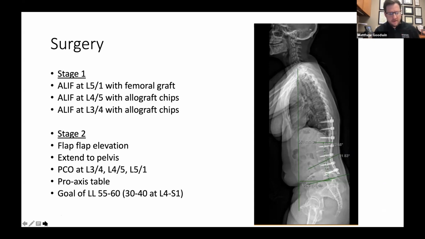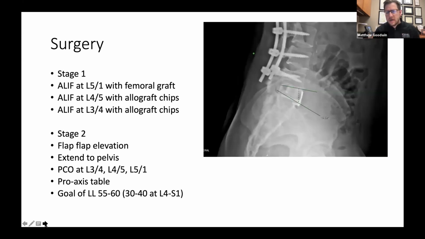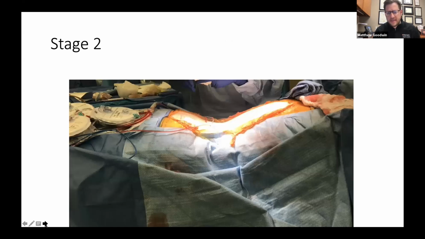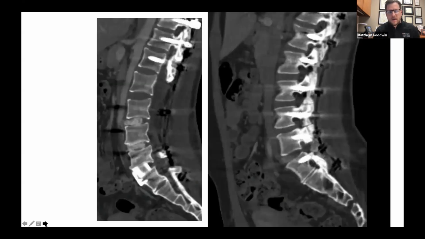Stage 2, I then had my colleagues raise up the free flap and took her down to the pelvis, and then I did a big posterior column osteotomy at L5-S1, and then made cuts through the fusion mass at L3-4 and L4-5 with a little gap, and then closed them down. And so here is after stage 1. We got a reasonable amount of correction here, from 10 degrees of kyphosis to 20 degrees of lordosis, and then here we are at the end of the case after stage 2, pretty dramatic even clinically looking at her. So here's the CT, right?